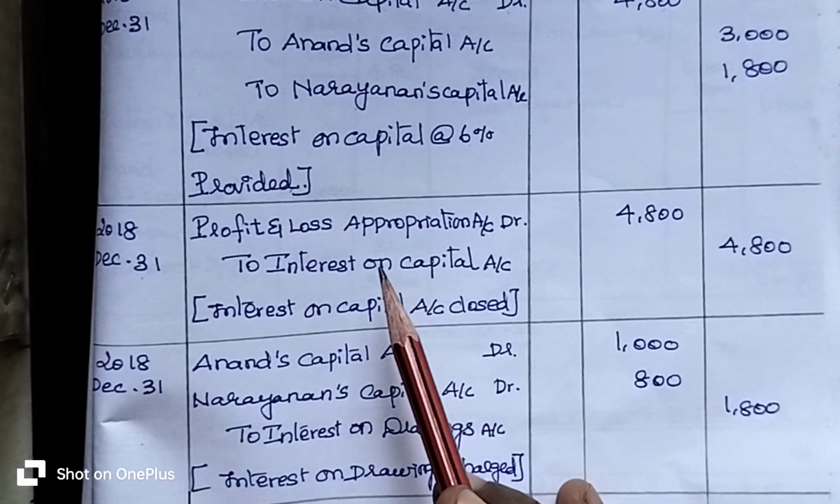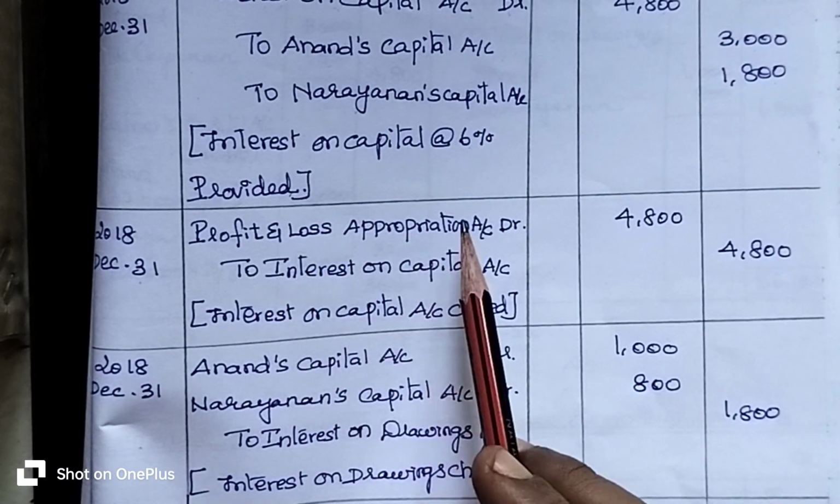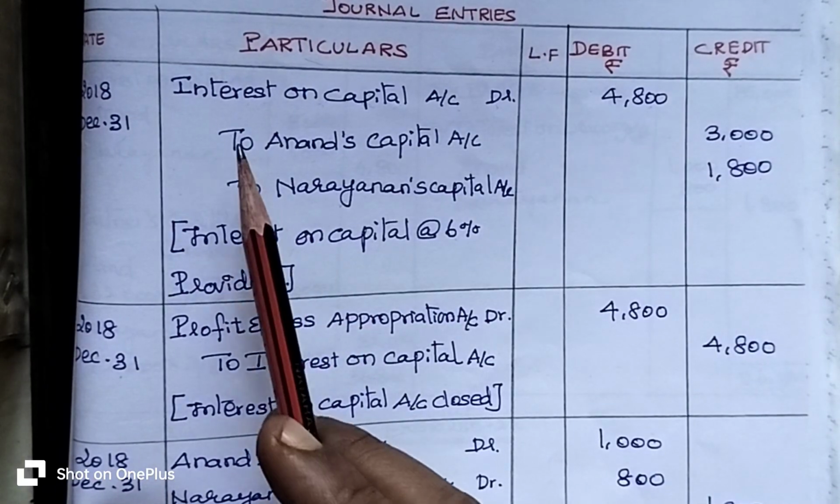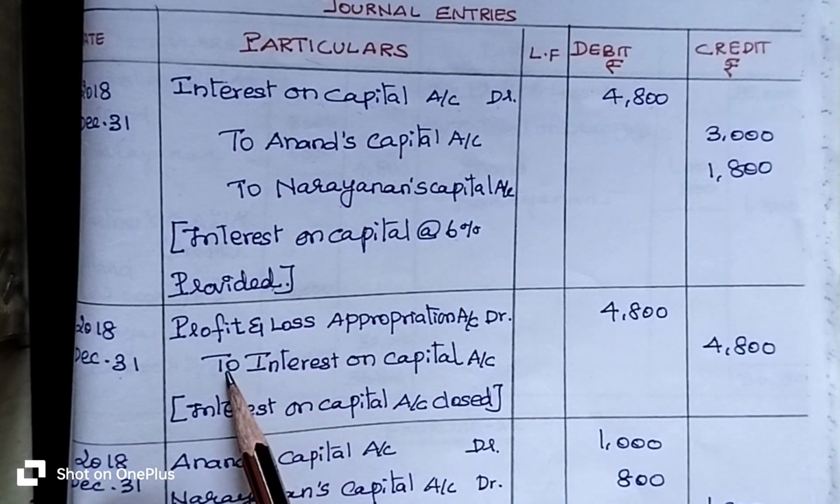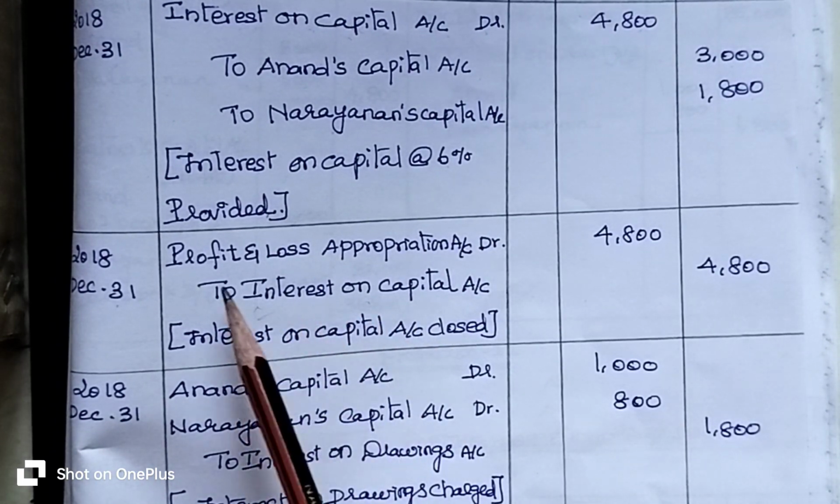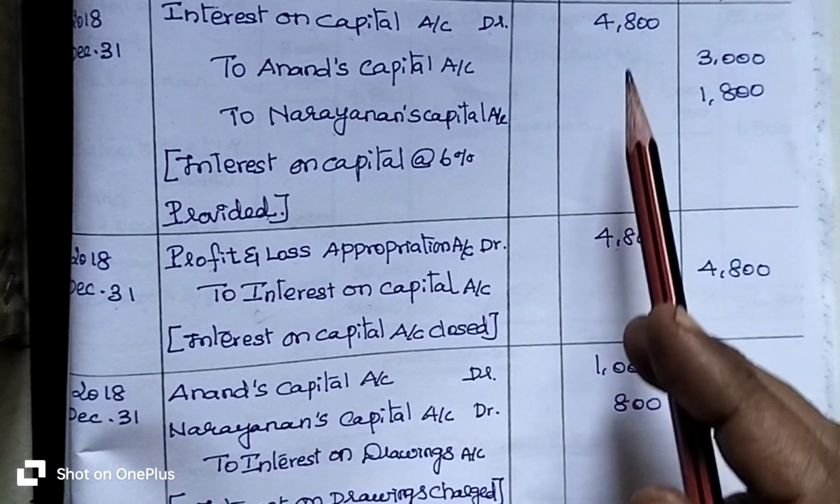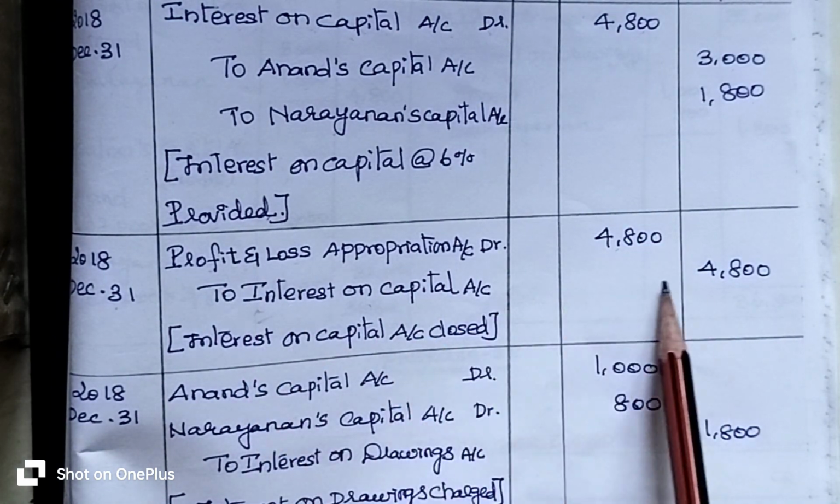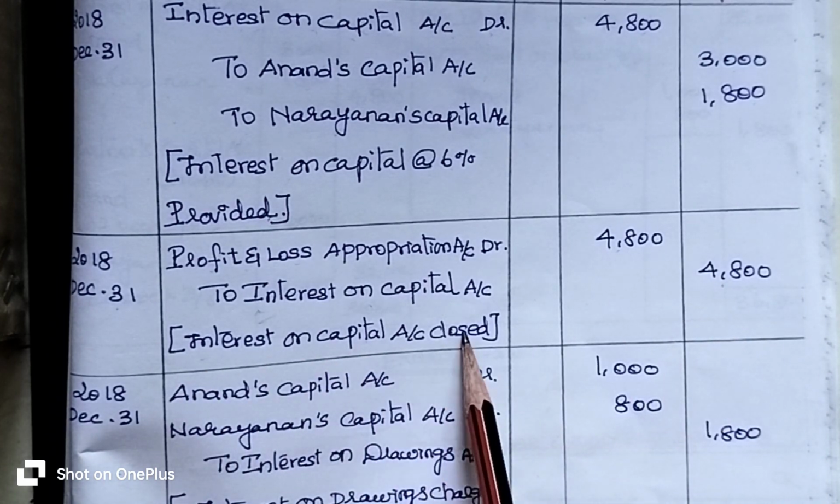Immediately we have to close the interest on capital in the profit and loss appropriation account. Okay, so where is interest on capital? It is on the debit side. Now we have to transfer it into the profit and loss account. It is to be credited. Interest on capital is to be credited. On the debit side, you have to write profit and loss appropriation account 4,800 rupees, to interest on capital account 4,800. The narration is interest on capital account closed.